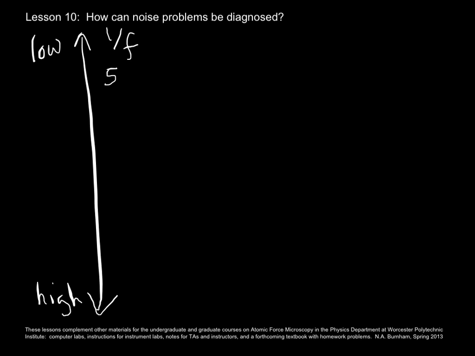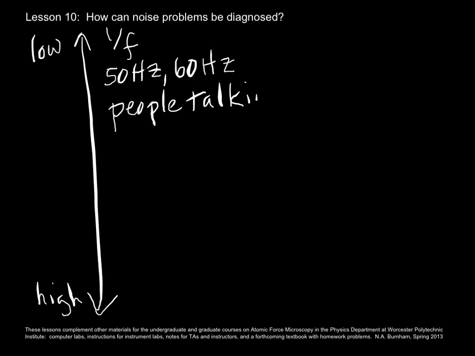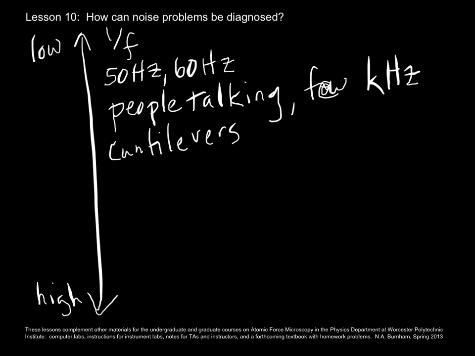Next up, the 50 Hz, 60 Hz in power lines. After that, people talking, that's in the few kilohertz range. So if you get that, you need to acoustically shield your AFM. The cantilevers themselves, they run from 5 to 500 kilohertz, typically.